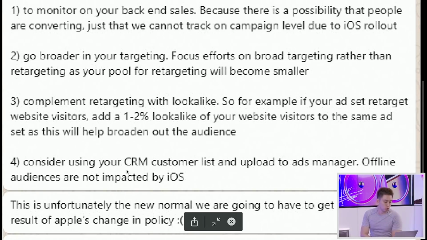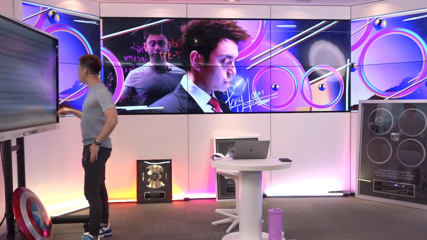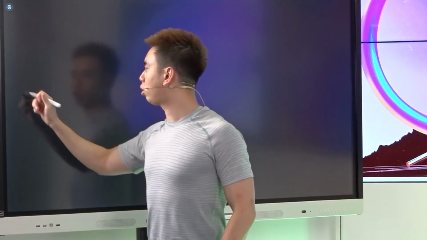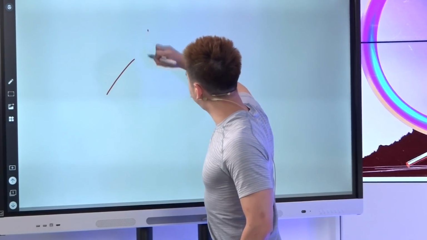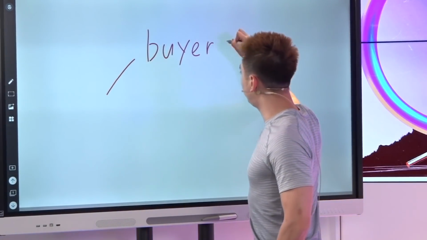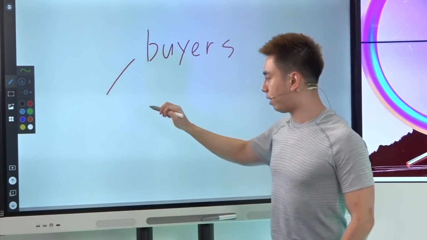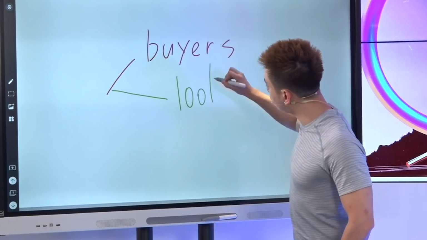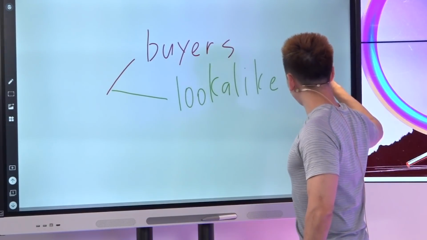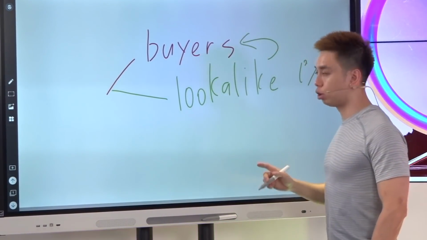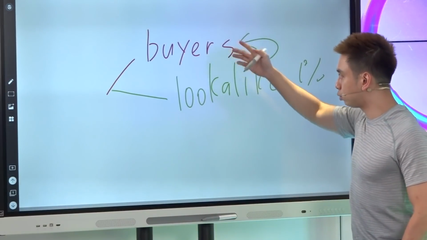Number 4 is to utilize your CRM customer list and upload it to Ads Manager. Offline audiences are not impacted. So if you have your previous buyers and your leads, you've got to do this, okay? To combat this, think about how you can first, the most important one is your buyers. Upload all of your buyers, because offline is not impacted. And after you have uploaded your buyers, you're going to create a lookalike, right? 1% of your buyers. So it's gold in, gold out, because now this would not be affected.